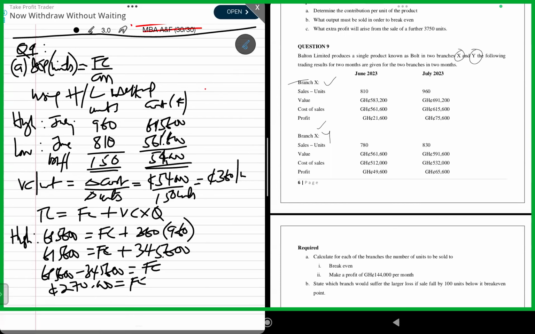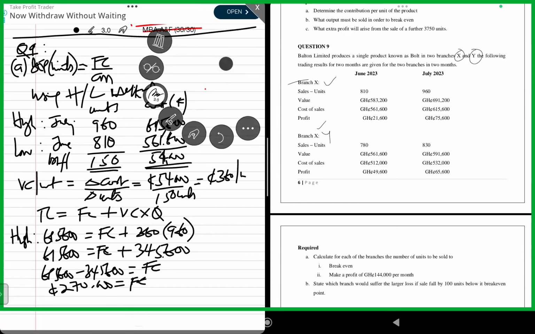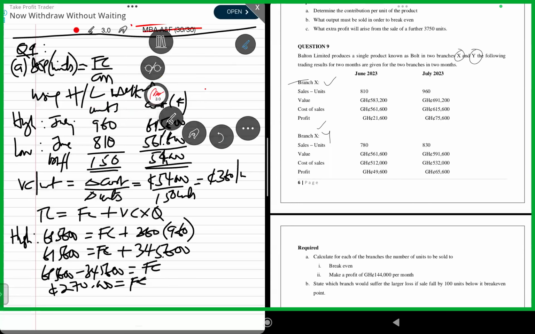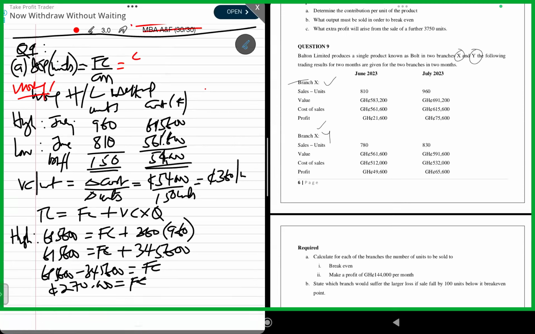That's it. So now, having gotten the fixed cost, we can come up here. What I did down there was workings, right? So there's workings. So what is the fixed cost? 270,000. What's the contribution margin? That one will also require another computation, so let me do it here.